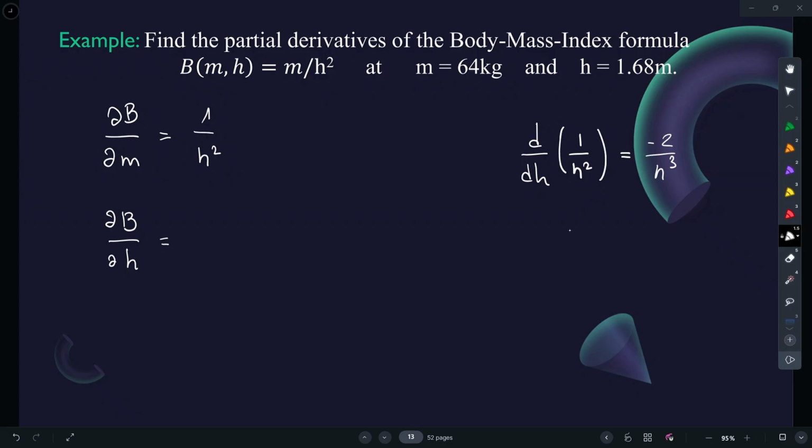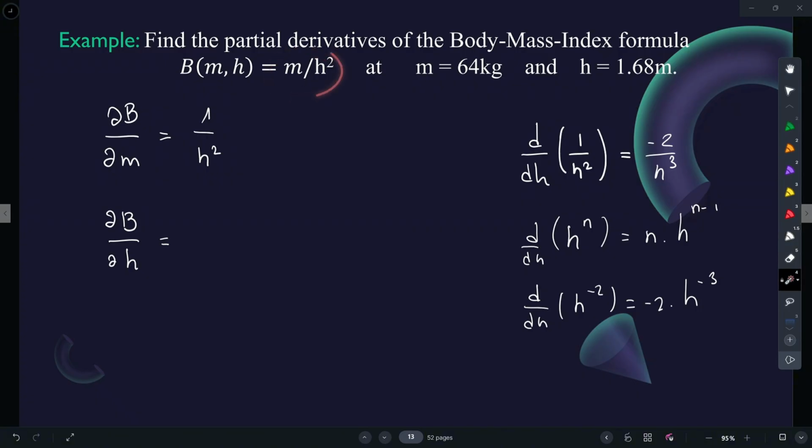Remember that the derivative of h to the n, with respect to h, would be n times h to the n minus 1. So the derivative with respect to h of h to the minus 2 will be minus 2 h to the minus 3, which is minus 2 divided by h cubed. So when I take the derivative of the body mass index with respect to h, m is a constant, so it will be minus 2m divided by h cubed.